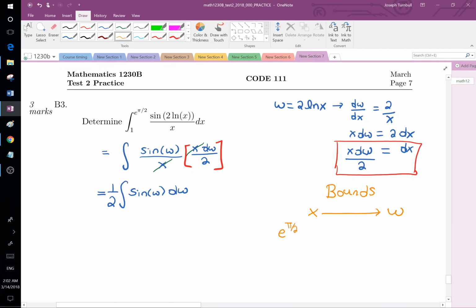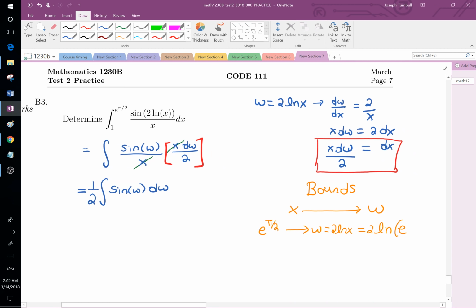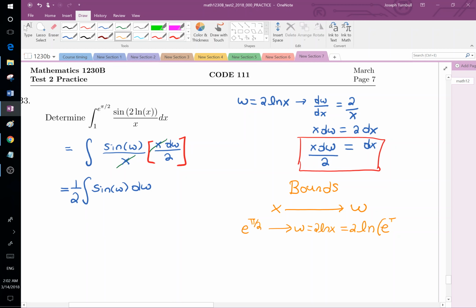E to the pi over 2. Our function is w is 2 times ln of x. So we're going to have 2 times ln of e to the pi over 2. Ln e cancels, so you have 2 multiplied by pi over 2. The 2's cancel, you have a pi. So our top bound is a pi. Now we do the bottom bound.